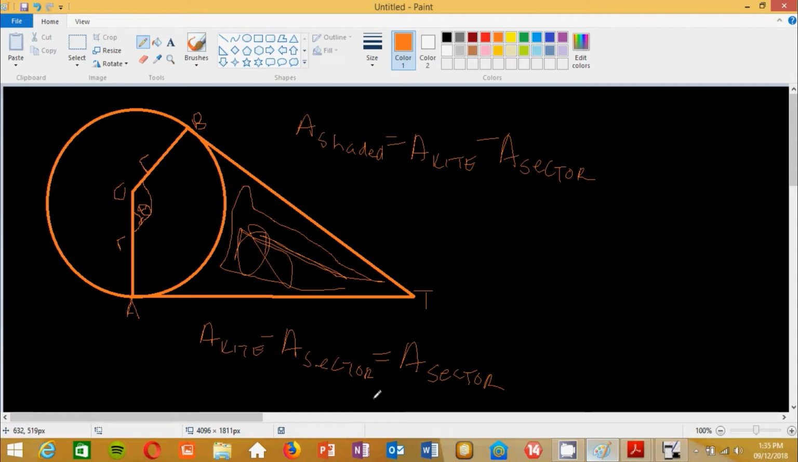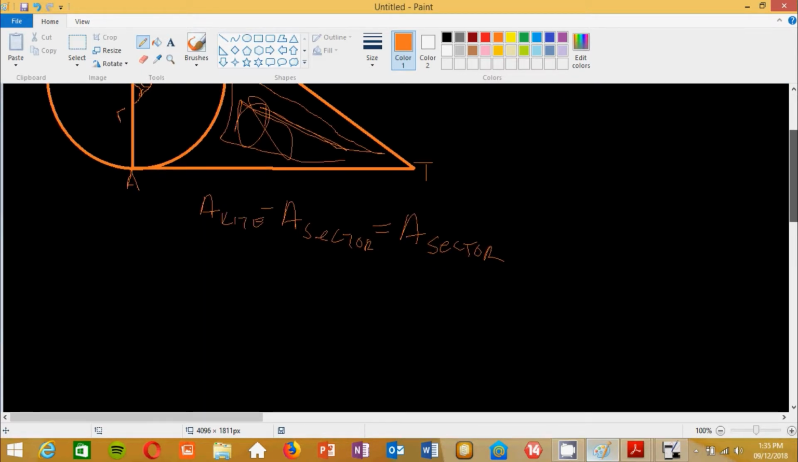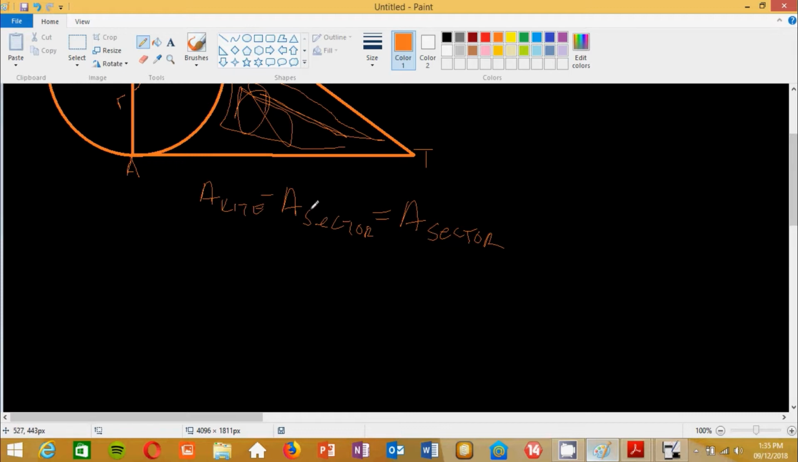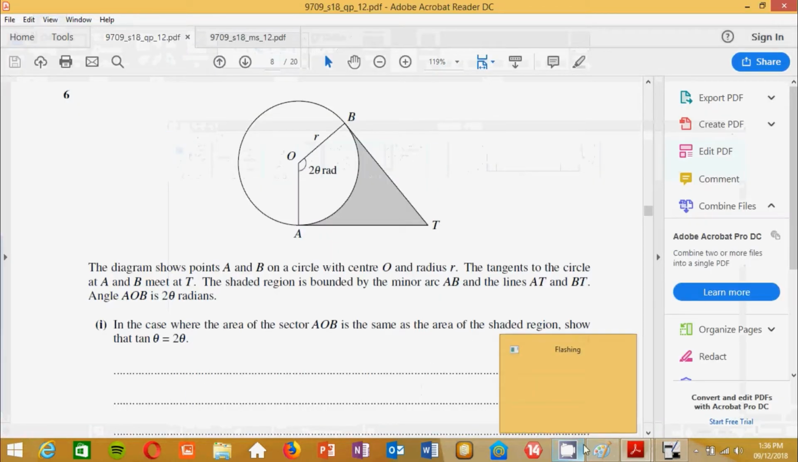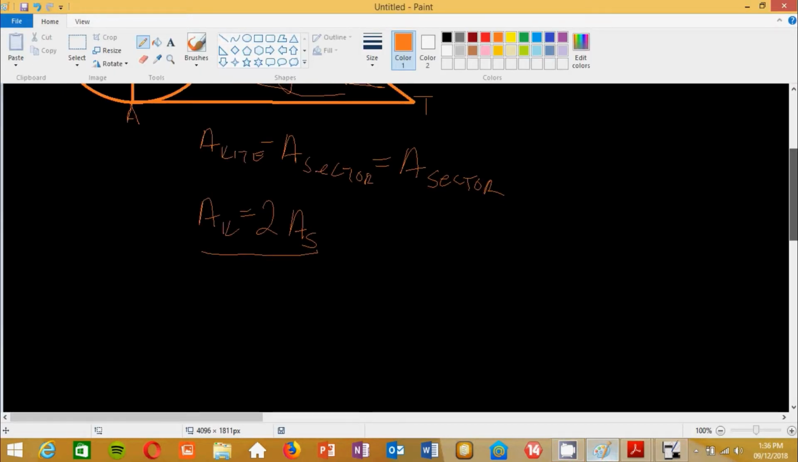Now I'm just going to abbreviate this to K and this to S. So instead of kite I'm just going to write K, and instead of sector I'm just going to write S. Now these two are like terms. You take this to that side, so the area of the kite is going to be twice the area of the sector. If you take the area of the sector and double that, you're going to get the area of the entire kite. Now, how is this going to help us show what we need to show? Well, bear with me. Let's go on.